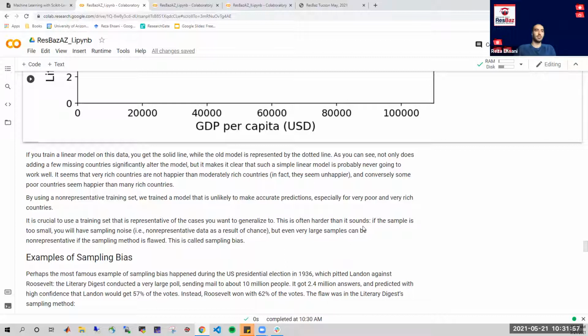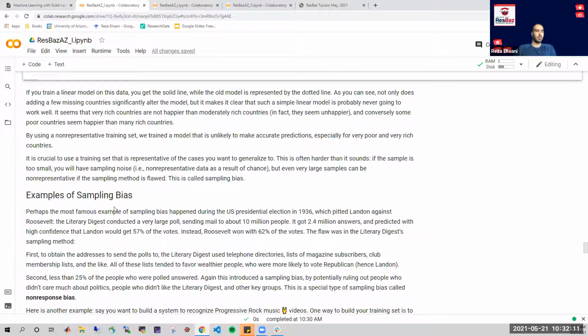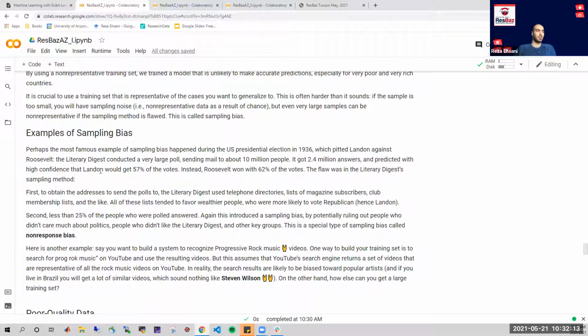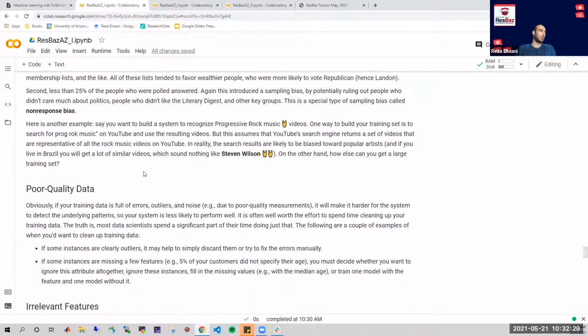This is often harder than it sounds, and if your sample is too small, you will have sampling noise. But a very large sample can also be non-representative, and this is what is called sampling bias. I have provided a couple of examples of sampling bias here. One of them is related to the 1936 presidential election, where one of the organizations was trying to predict the outcome of the election, but because of the sampling bias, they were not able to. And also another example, which you can read through.